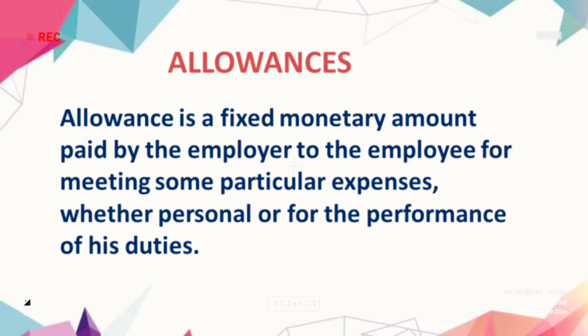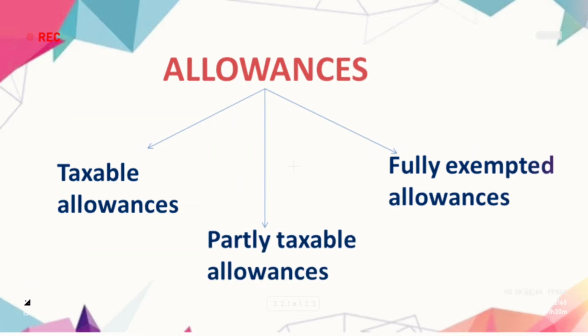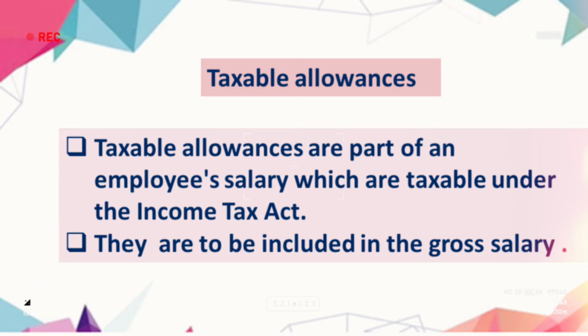Allowances can be categorized into three: taxable allowances, non-taxable allowances, and partially taxable allowances. So, what are taxable allowances? Taxable allowances are allowances that are treated as a part of salary and are not either fully or partially exempted under any sections of the Income Tax Act. That is, taxable allowances are allowances which are fully taxable.